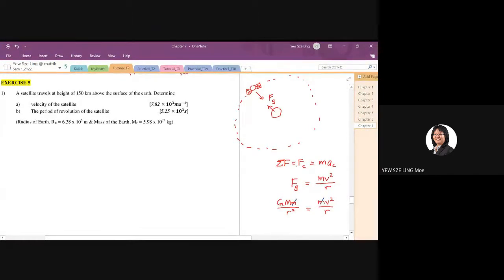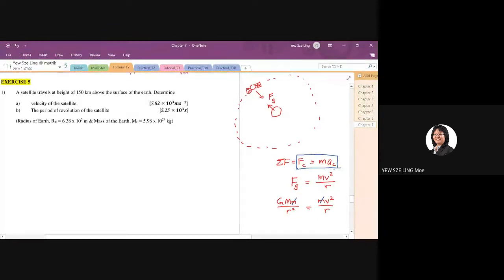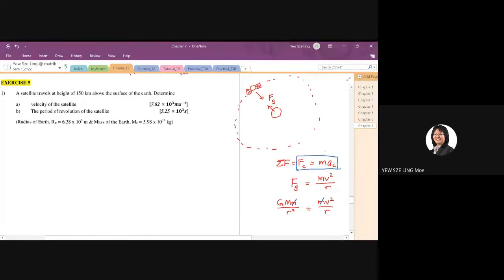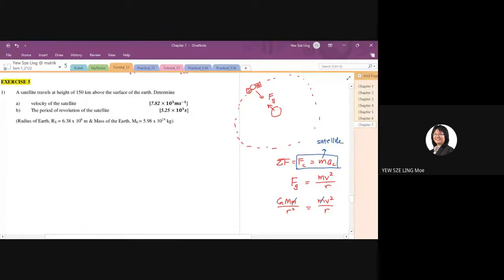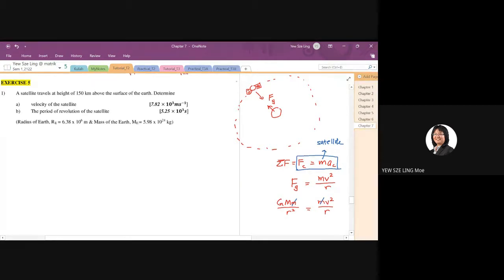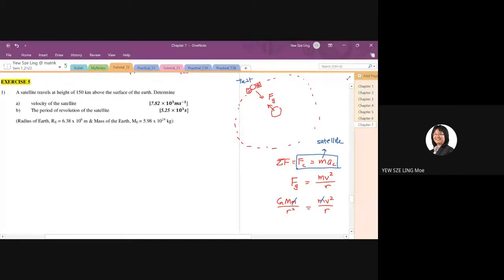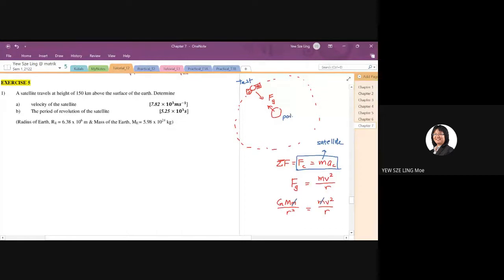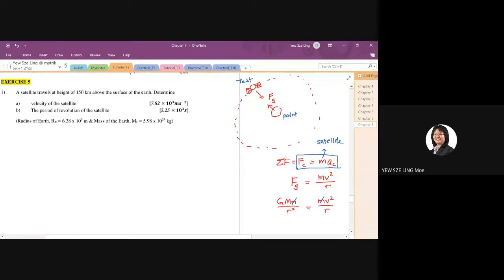Now let's go back to the first equation. When we apply the equation Fc equals mac, the m that we use is the mass of the object that is moving in a circular motion. So obviously this small m is the mass of the satellite, because the satellite is moving in a circle. The Earth is not moving in a circle. Therefore, the m in the first equation belongs to the satellite, the test mass, the mass that is moving. This is our point mass, the mass that is not moving. So the capital letter M, we keep in the equation.